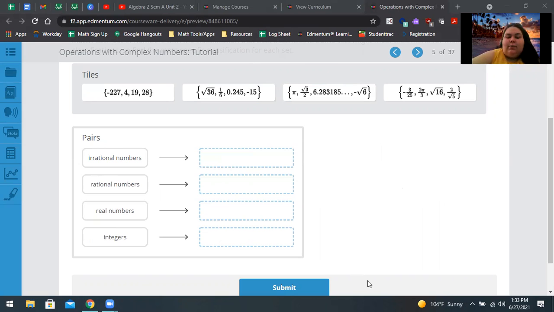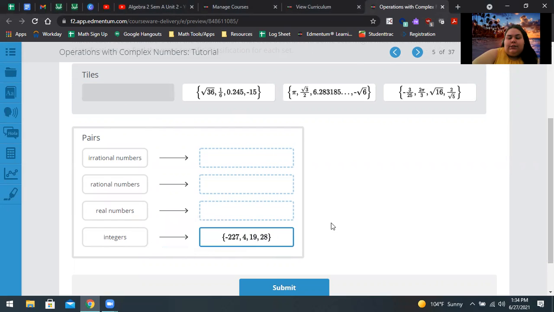So let's take a moment to identify these, working on them together. Looking at the first one, we have negative 227, 1928. Do you notice that there are no decimals there? Integers. I'm shifting this one to integers only because, keep in mind, integers and real numbers is a classification thing. They can be considered real numbers, but they can also be integers. The reason we're saying integers is because there's no decimal there. So I'm going to drag this one down to integers.